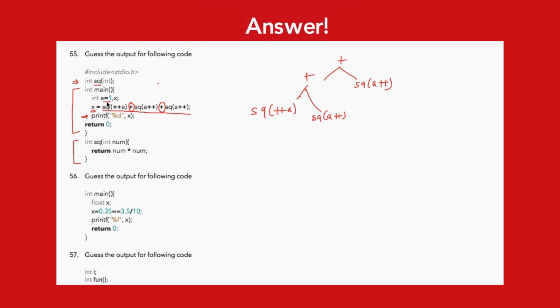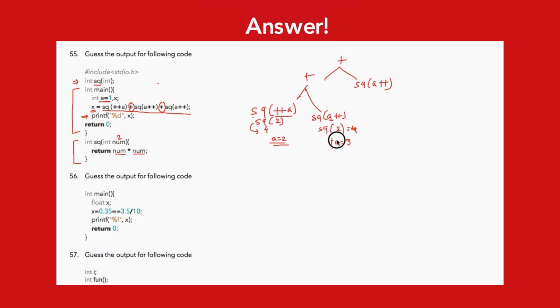So let us see how this will be executed. Initial value of a is 1. As we have specified ++a over here, sq of 2 will be executed. Once 2 is passed into this function, it is just returning you multiplication of that number, that is, square of that number. So we will get 4 over here as output, and value of a will be incremented to 2. For the second operand now, because it is a post increment, again it will give us 4, but it will increment value of a to 3.